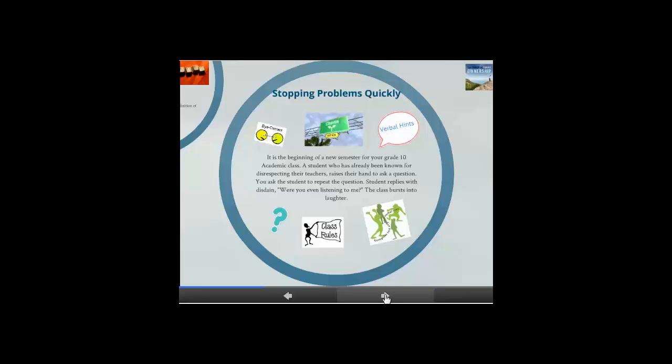The first strategy here is to maintain eye contact with the student and move closer to them, using nonverbal cues to show the student that their behavior was inappropriate. You may also drop some verbal hints. The next few strategies should be done talking one-on-one with the student in the hallway.